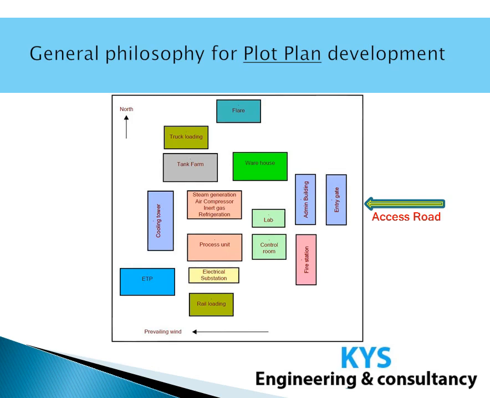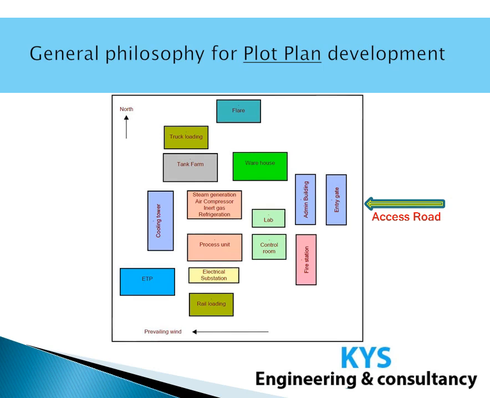We have the access road on the right side, east side, and then we have the entry gate, admin building, and fire station. We have the flare at the north. Then at the center we have process units and utility units like steam generation, air compression, refrigeration. We have the control room and lab at the end of the process unit. Then we have the electrical substation also located.